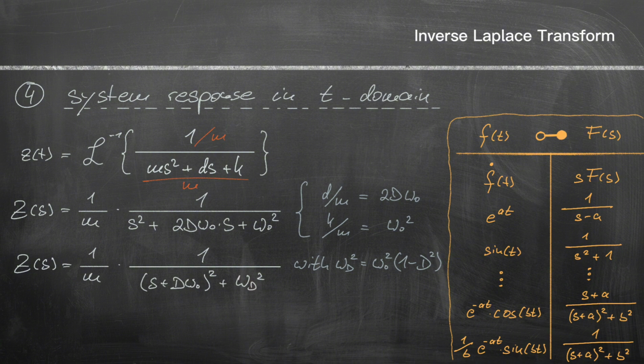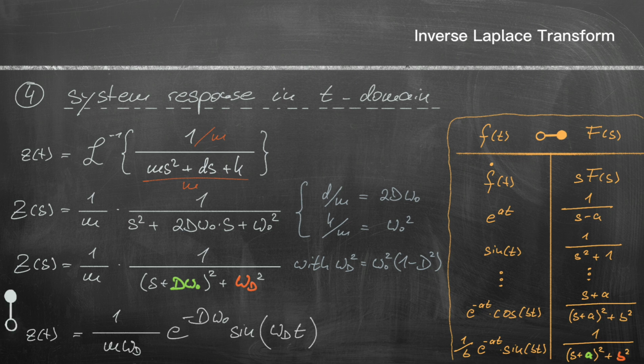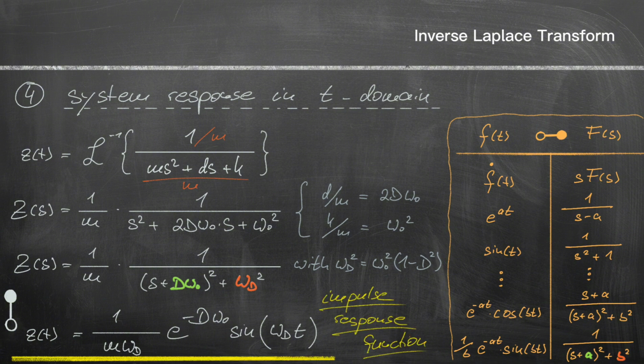At this point, we have simply transformed the expression into a standard form, and we can now directly apply the inverse Laplace transform using the table and obtain the system response. Z(t) = 1/(m ω_d) times e^(−Dω₀t) times sin(ω_d t). This is the so-called impulse response function. It describes the behavior of the system when subjected to an impulse-like excitation.